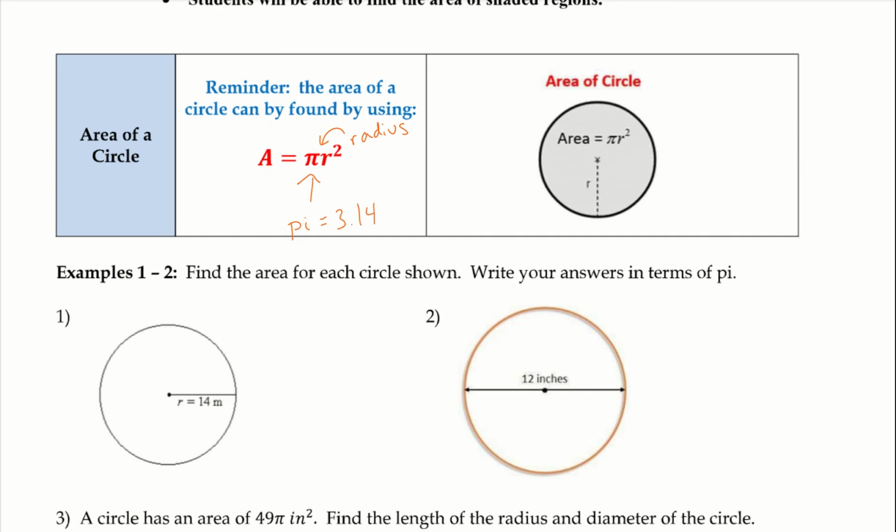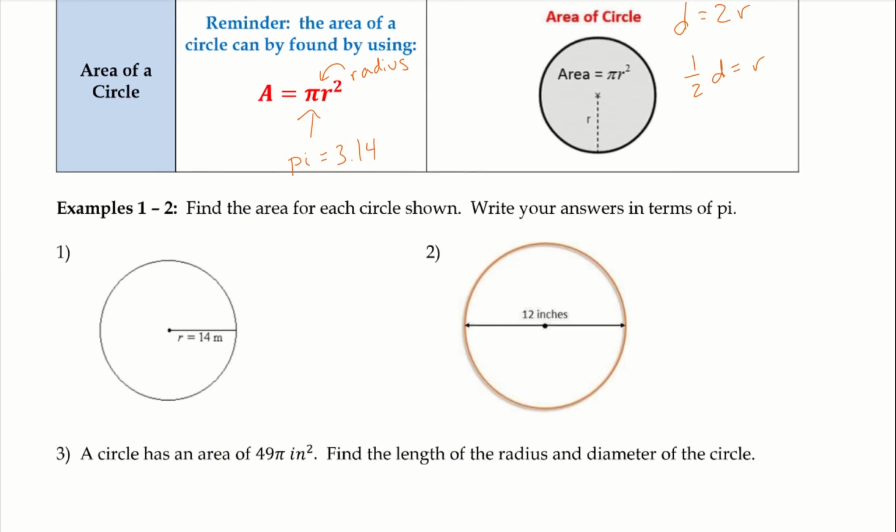It is also important that if we know the diameter, in order to find the radius, the diameter is 2 times the radius, so therefore we want to take 1/2 of the diameter for the radius.